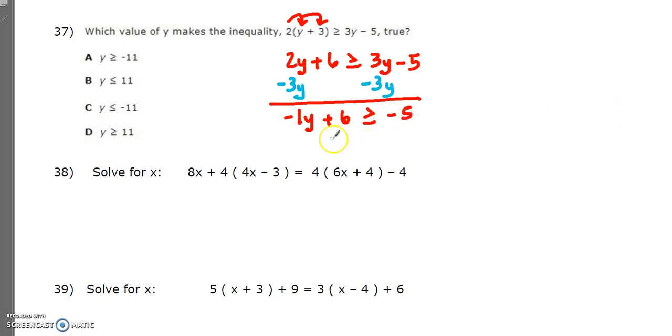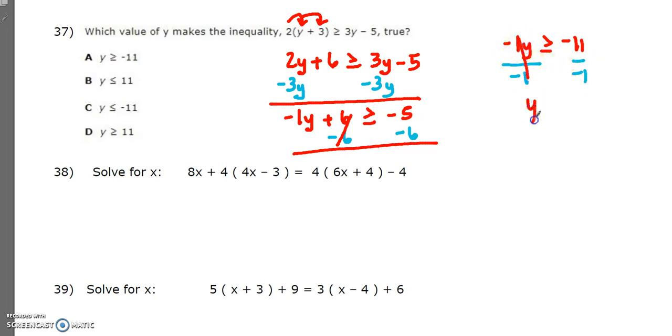And then my next step would be to move my 6 over to the right-hand side. And I do that by subtracting. So this is gone. It leaves me a negative 1y greater than or equal to a negative 5 minus 6 is negative 11. And then I do have a negative number here in front of my y, so I'm going to divide by a negative 1 to eliminate that coefficient. Negative 11 divided by a negative 1 is a positive 11. But the big thing here, guys, is I divided by a negative number, so that means my inequality sign is going to flip. So instead of greater than, it becomes less than. So now this is what we're looking for over here. It has to be y is less than or equal to 11, and that looks like B is going to be the correct answer. Okay?